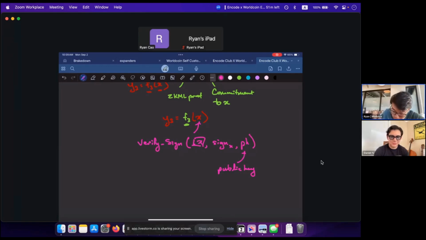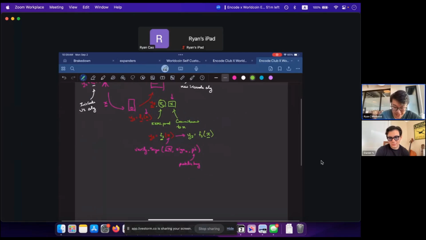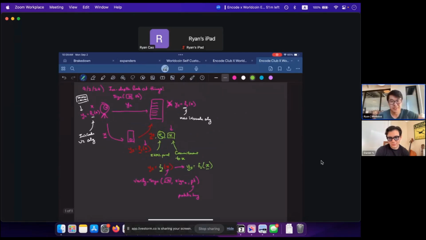So in other words, this process now looks like this, and finally, Y3 can be green. Y3 indeed equals F3, which was verified by the ZKML proof of X, where X had its signature verified via the orb sending over the signature earlier. So this is the whole process currently of how the iris code is generated.